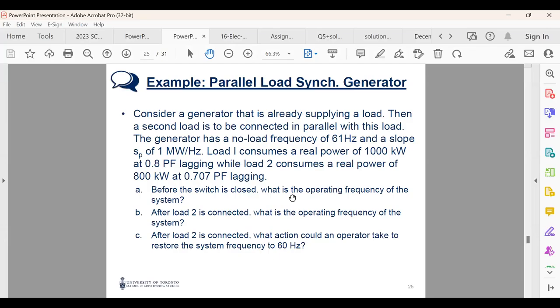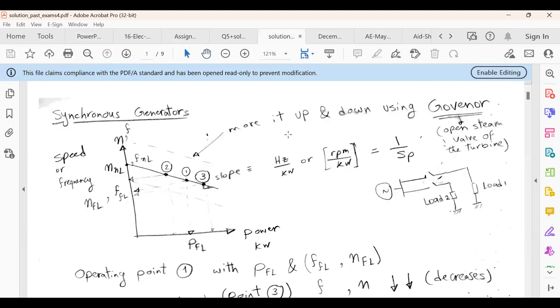Okay. By this, we reach the parallel operation of the generator. So to discuss this, I'm going to open, I believe, one of the PDFs. Yes, this one, I already uploaded this. You can find it on our website. I uploaded it a long time ago. So this is solution one of number four for the past exam solutions.